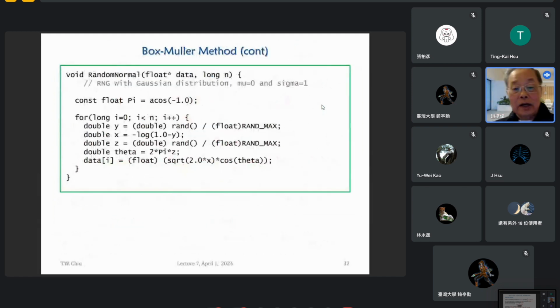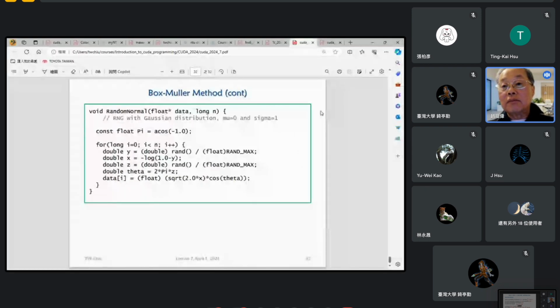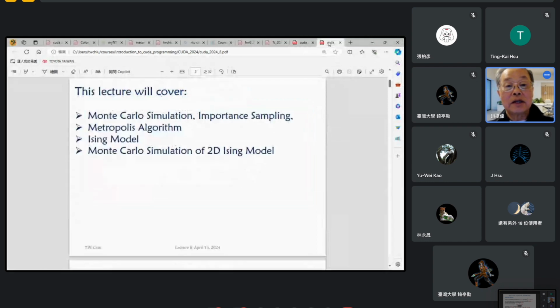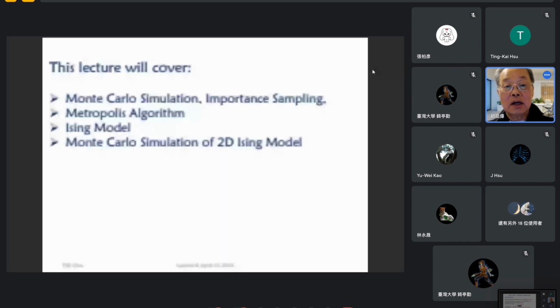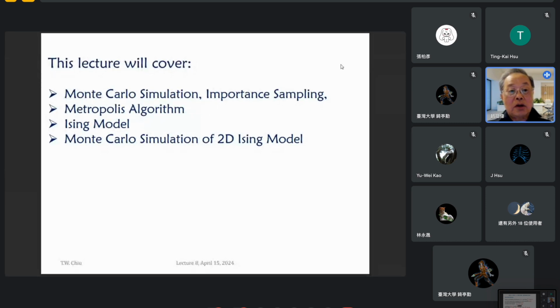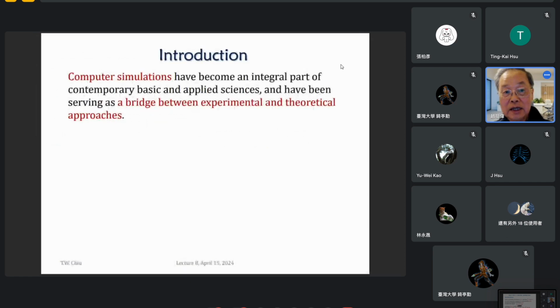Okay, now let me move on to the next topic. I will talk about the Monte Carlo simulation, the importance sampling, the Metropolis algorithm, and then the Ising model, and also the Monte Carlo simulation of the two-dimensional Ising model. The reason I talk about the random number is that Monte Carlo simulation, or any such simulation, requires random numbers.